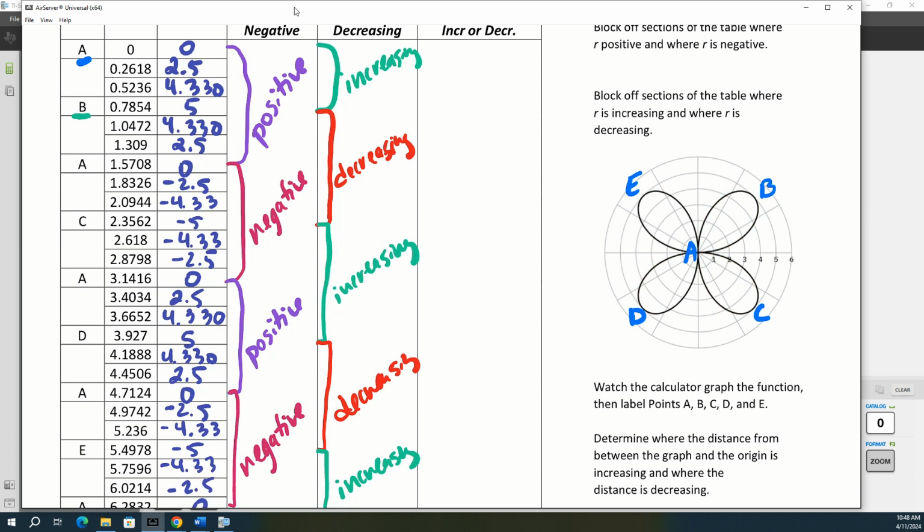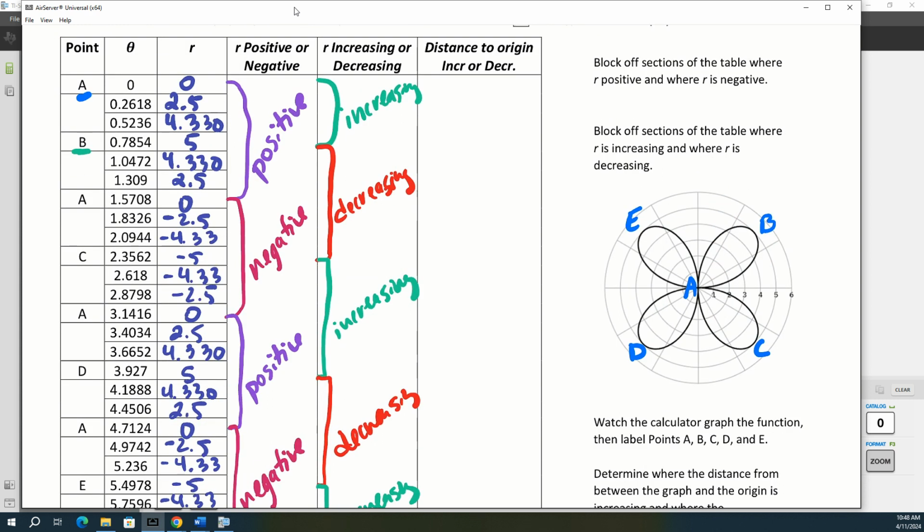All right. And then the last thing we're going to do is determine if the distance between the graph and the origin is increasing and decreasing. That is a different question as is R increasing or decreasing. So as you're moving away from A to get to B, is that distance between A and the graph increasing or decreasing? Increasing. So all the way from A to B, the distance between the origin and the graph is increasing.